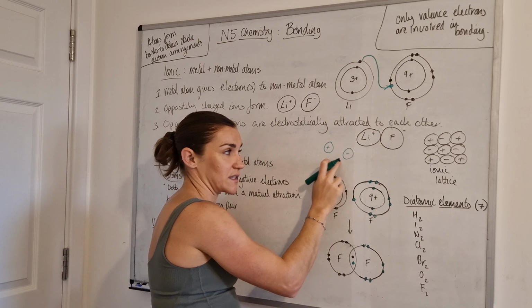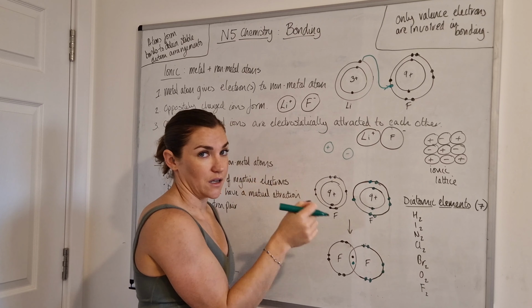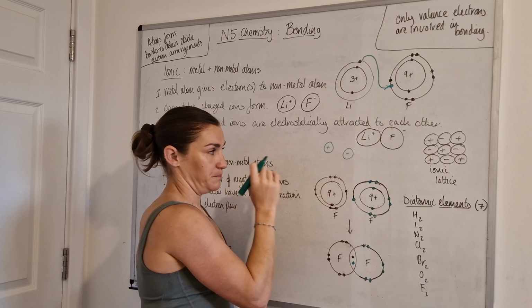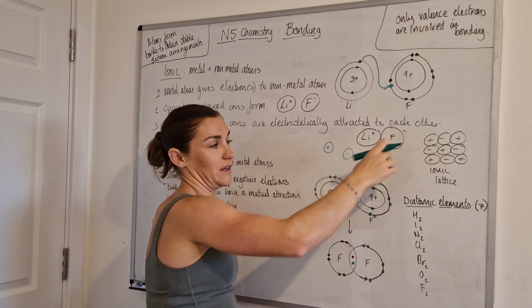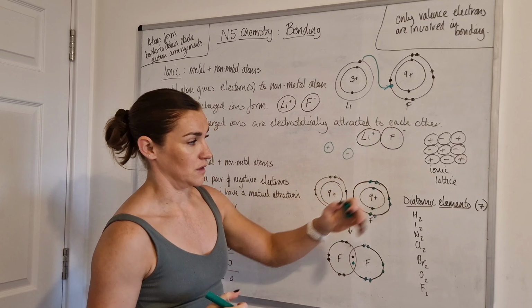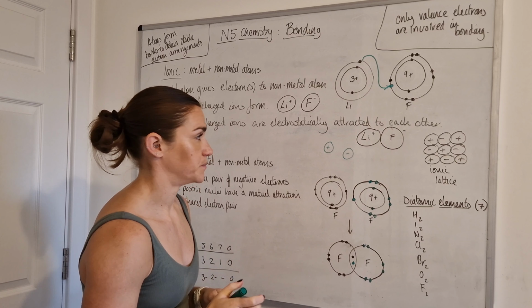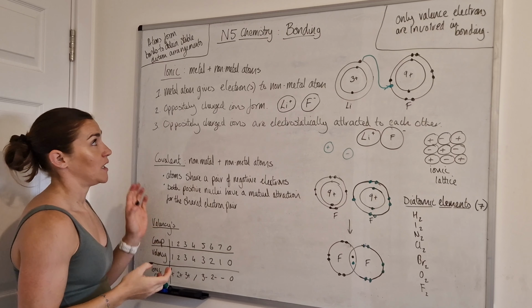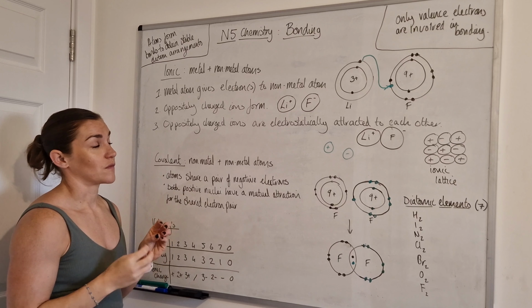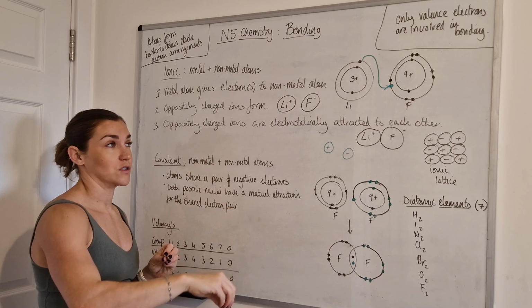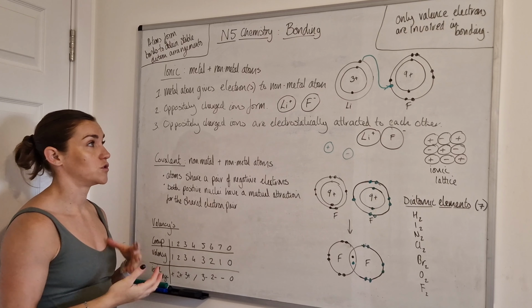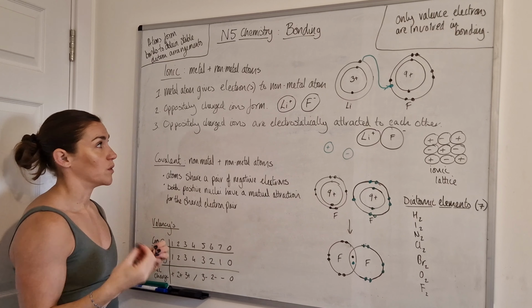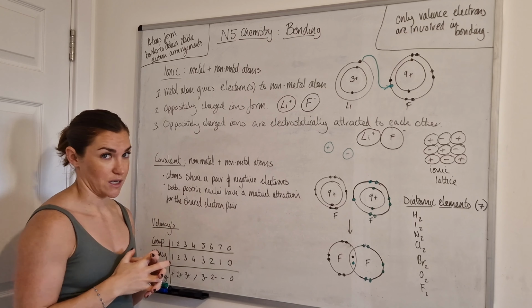They are still attracted to each other in an aqueous or liquid state, but they don't stick together in this big grid like they do in the solid form. Okay, so that's essentially how ionic bonding works. Electrons from the metal atom are given to the non-metal atom. That then forms two oppositely charged ions, which are then electrostatically attracted to each other.